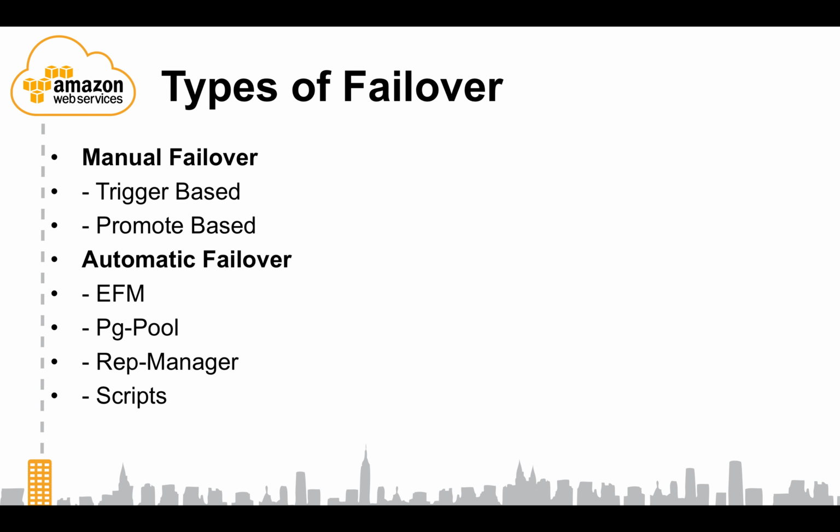We have different types of failover, as I said: there is manual failover and there is automatic failover. In manual failover again we have trigger based, where we touch the trigger file, and it also can be promote based. Just to remember, these are the two types. I'll show you what is trigger based and what is promote based, so that you can have a better understanding about the difference between them.